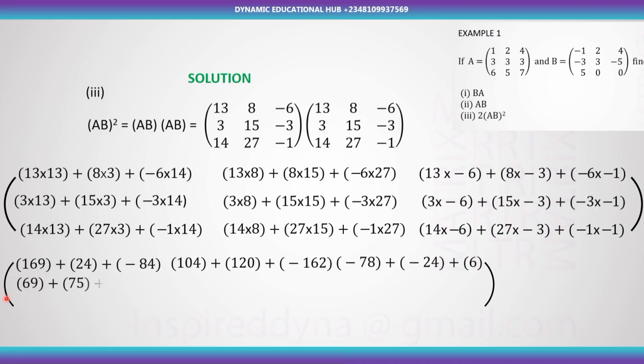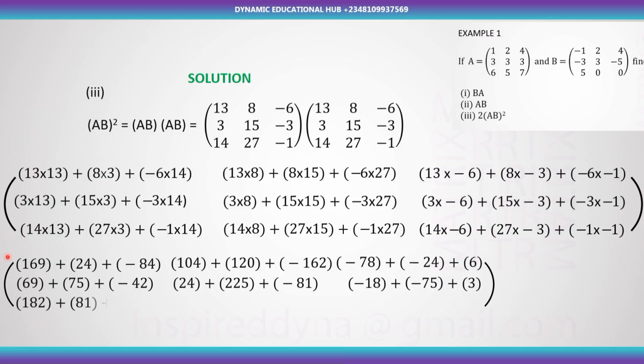We have 3 times 13, 39. 15 times 3, 45. Minus 3 multiplied by 14, that gives us minus 42. Move to the next one. 3 times 8, that gives us 24. 15 times 15, 225. Plus minus 3 times 27, minus 81. To the next one, the last one for here. 3 multiplied by minus 6, we have minus 18. 15 times minus 3, minus 45. Minus 3 times minus 1, that gives us plus 3.